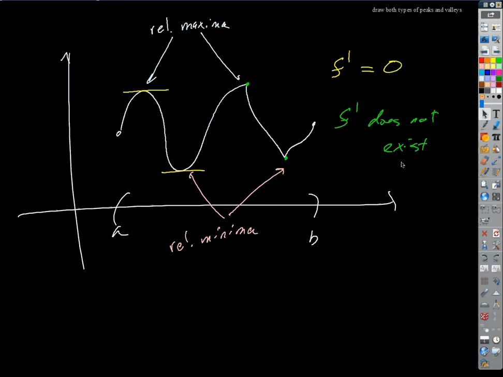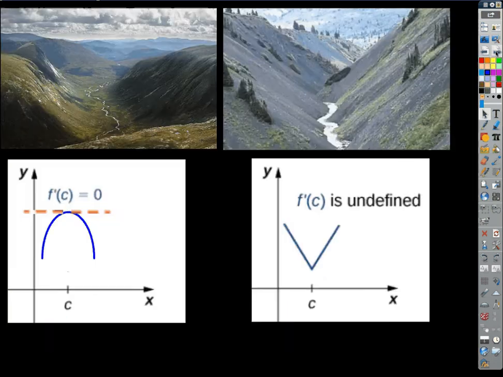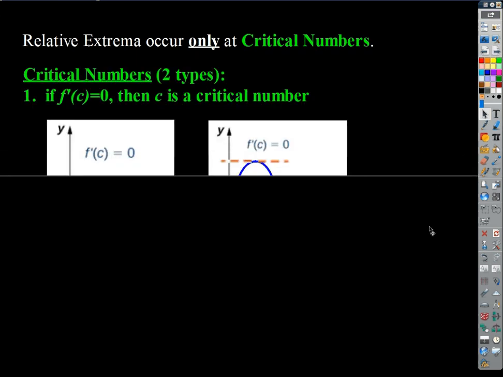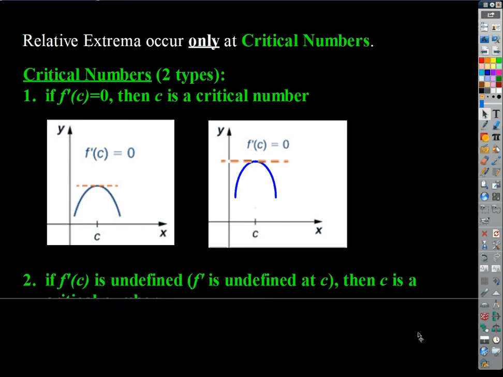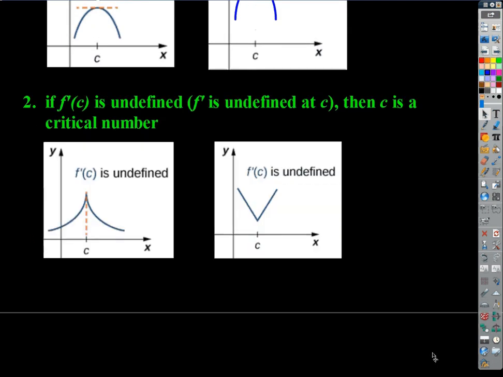Is doing just that. We take a derivative and then we algebraically have to go find the places where it equals 0 or where it's undefined. We call those places, those values of x, critical numbers. So relative extrema occur only at critical numbers. And there's two types of critical numbers. We get critical numbers where the derivative is 0 and where the derivative is undefined. And we've already seen examples of both of those, right?